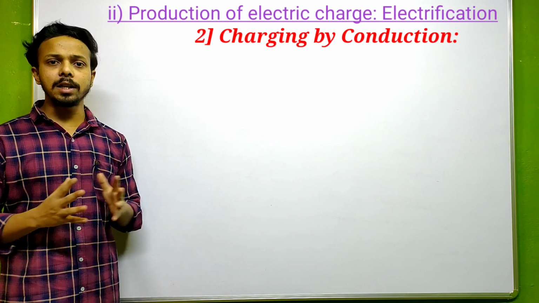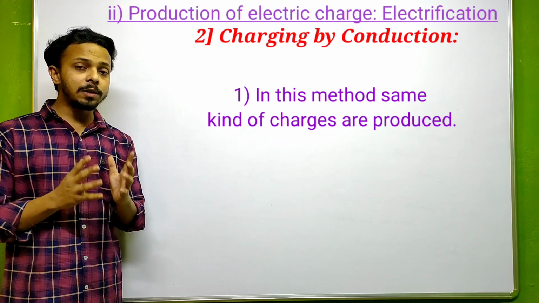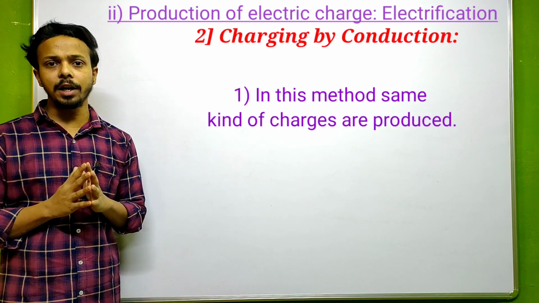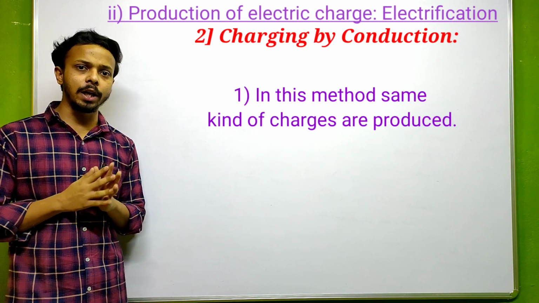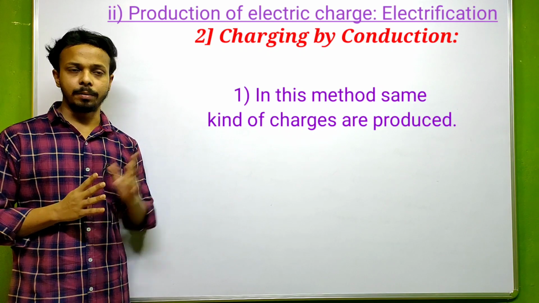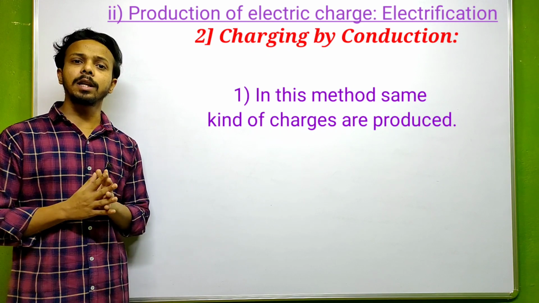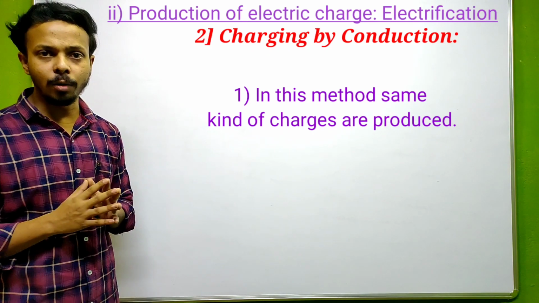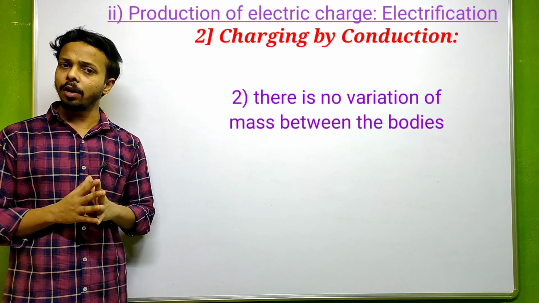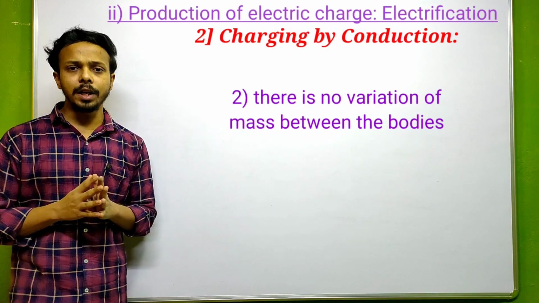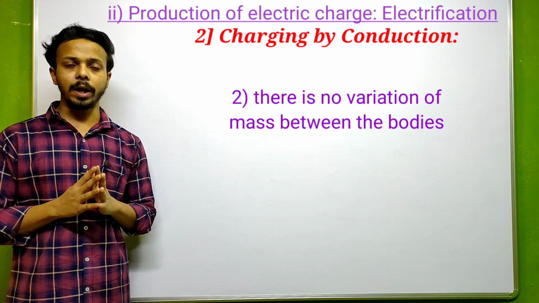Now here we have to understand some points. In this method the same kind of charges are induced on the bodies. Means if the body has a positive charge and is brought in contact with the uncharged body, both bodies have positive charge. The same charges are transferred to that uncharged body. So in this method, the same kind of charge is produced on both bodies. And the second thing you have to understand is, because charges are equally spread on both the bodies, there is no variation of the mass. Means here the mass doesn't vary. You got this one? Okay.